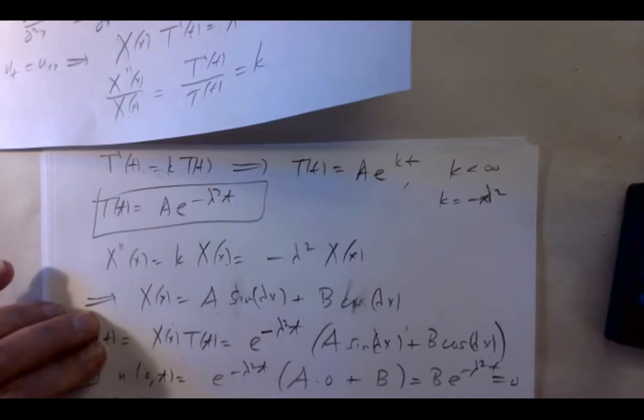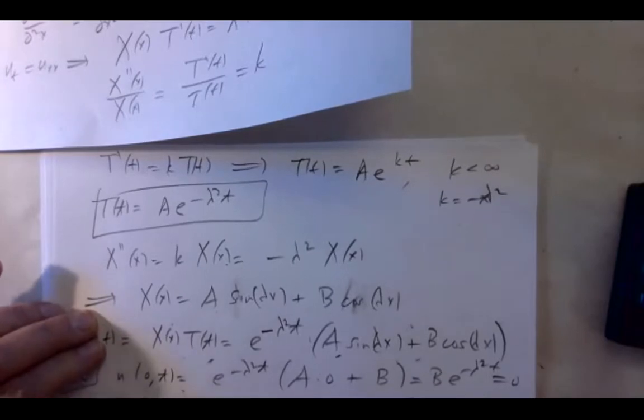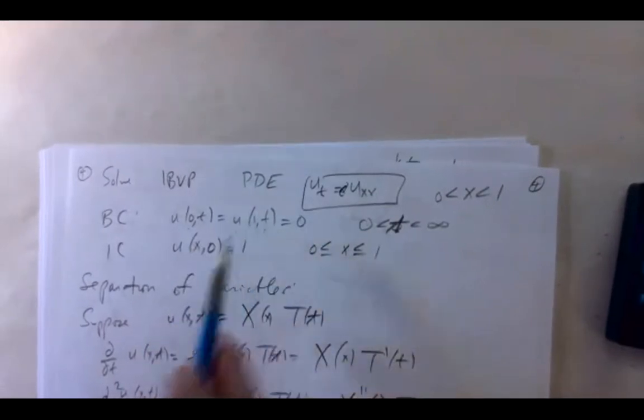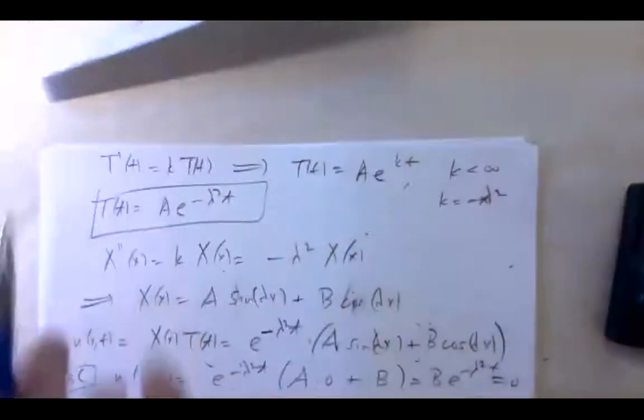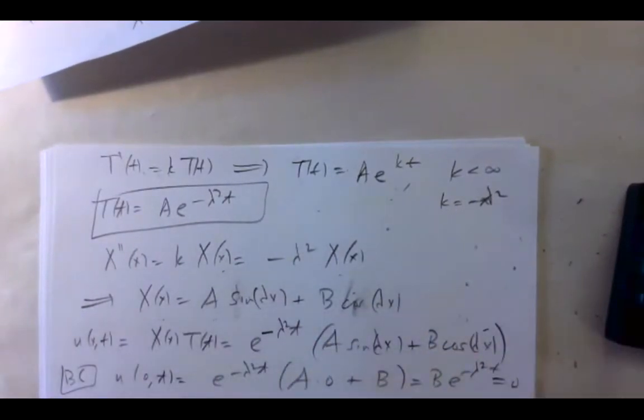I want to look at the other boundary condition. Because our two boundary conditions were at the ends, u of 0, t was 0 and u of 1, t was 0. So if I compute u of 1 comma t, this is equal to A e to the minus lambda squared t sine lambda, which is 0, which only happens if lambda is a multiple of pi.